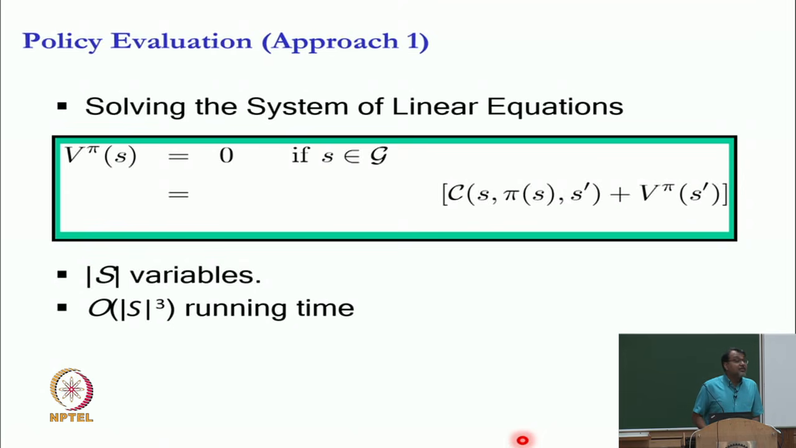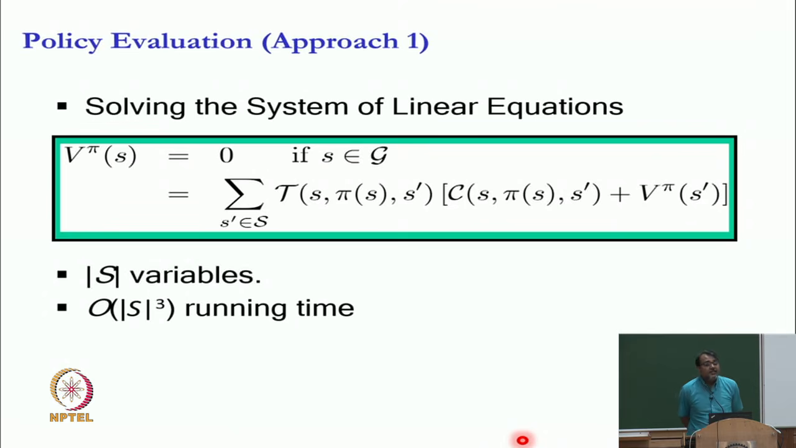But do we know which s prime we reach? Do we know the s prime? We do not know s prime. In the worst case, how many s primes can we reach? Mod s, the cardinality of the state space. So, how do we deal with lots of s primes? We take an expectation. Why? Because we have to minimize the expected cost, and this is the point where we take an expectation. So, we take an expectation like this, and that is it.